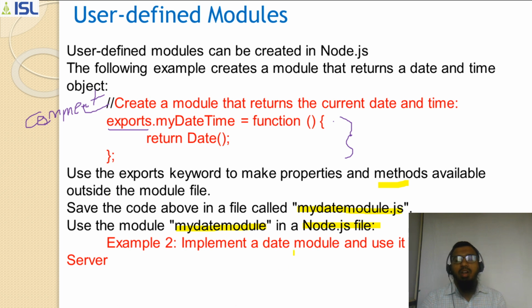Implement a date module and use it in Node.js. So this is the second example. We will see it in practical. Today's class is all theory, so we will go with the theory only. So user-defined module: we are creating the above code, saving it, and using it in Node.js.